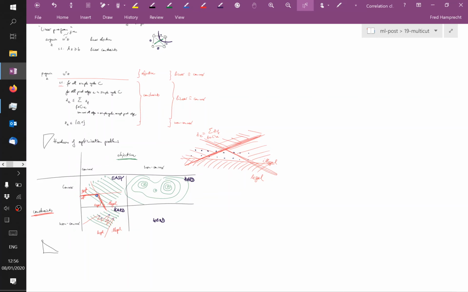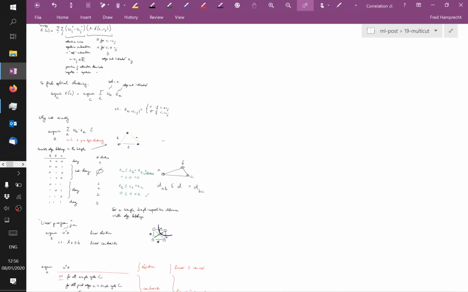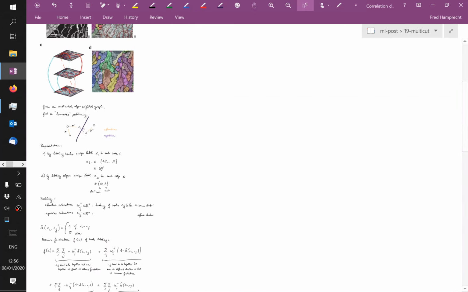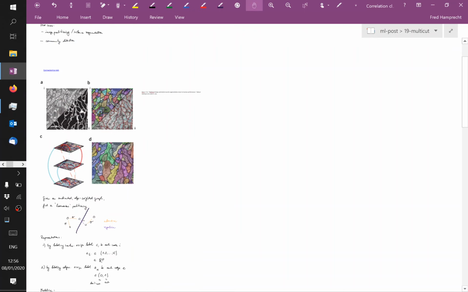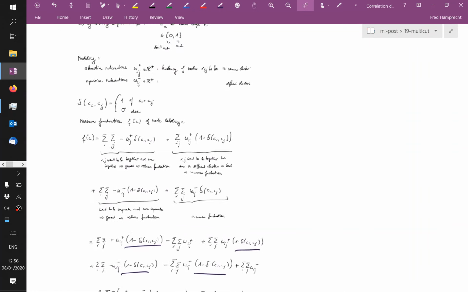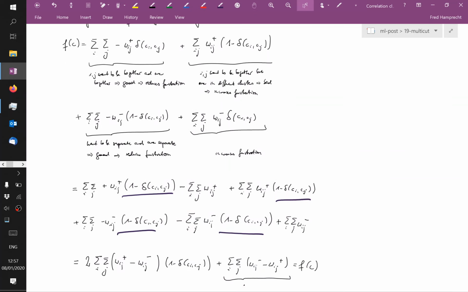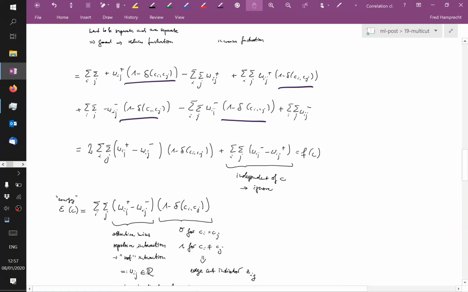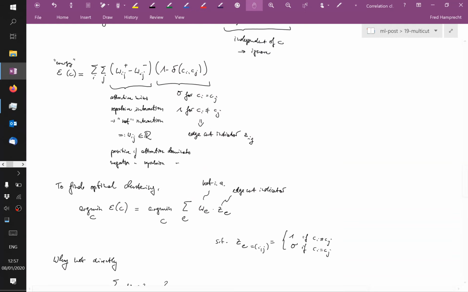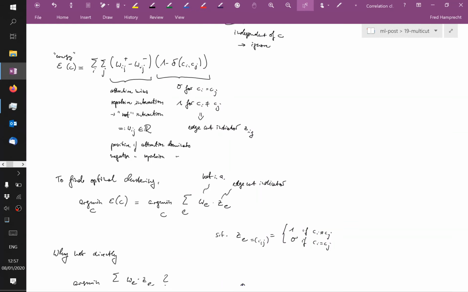So what have we done? Let me scroll back. We have defined some reasonable frustration criterion, which was that if things that want to be together become separated, you have to pay a penalty. If things that want to be together are together, you get a reward. We have defined a frustration in terms of a node labeling. Then we have rewritten this in terms of an energy function which only depends on the edge labels.